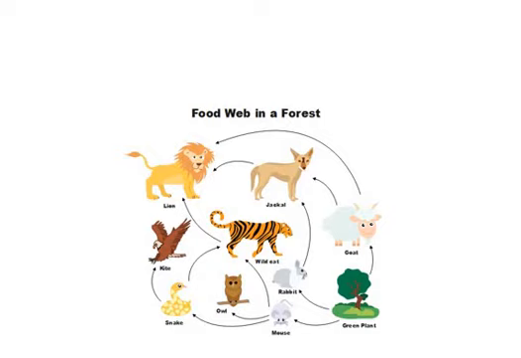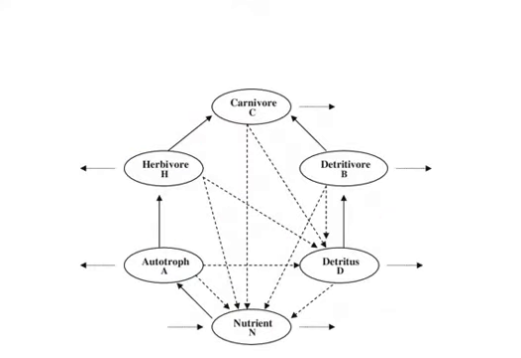So food web is interlocking of so many food chains, or internet of food chains, is called as food web. Here is another diagram of food webs in which we see autotrophs indicated by A, herbivores H, or carnivores C, and detritivores eating on dead and decaying matters B, and detritus D, that is eating.